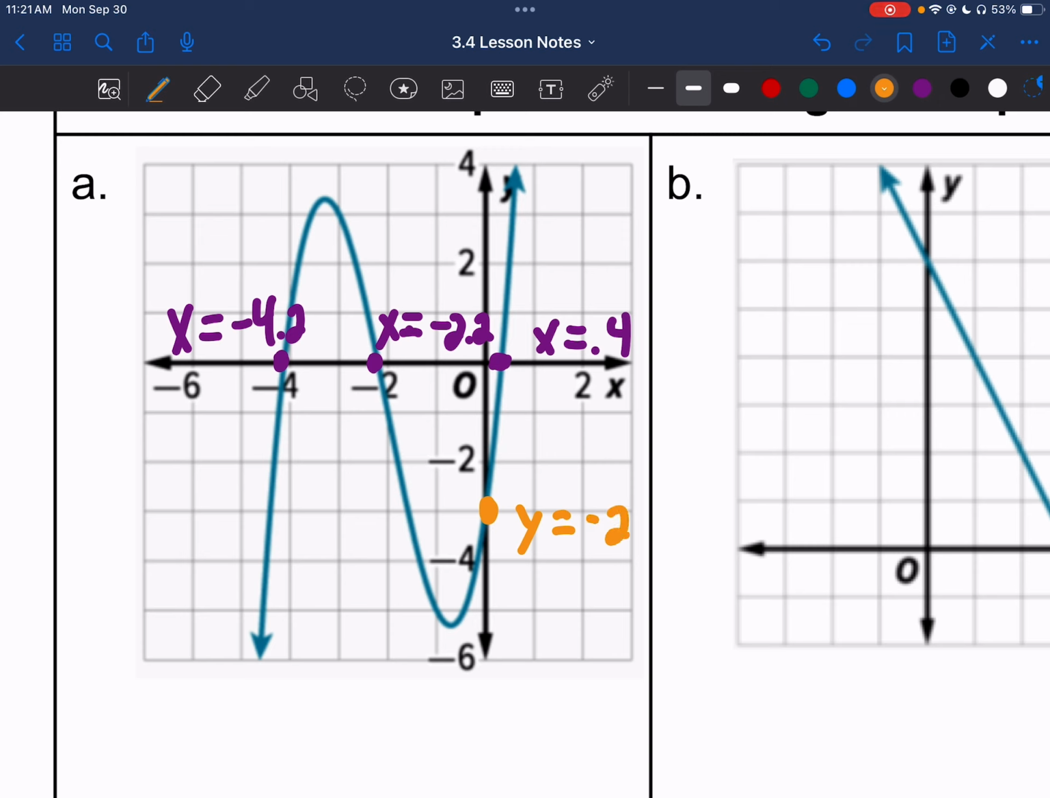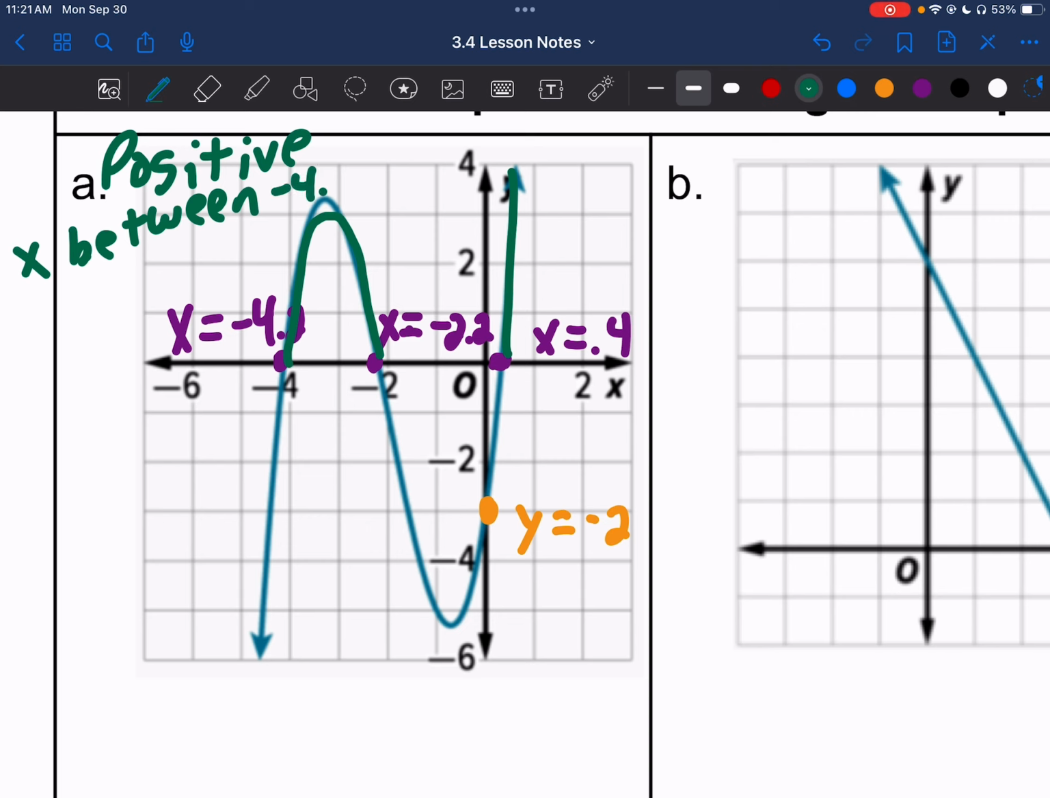All right, now if I'm looking to see when is my graph going to be positive, it's going to be in this range and this range. So positive, x will be between negative 4.2 and negative 2.2, or x is going to be greater than 0.4.